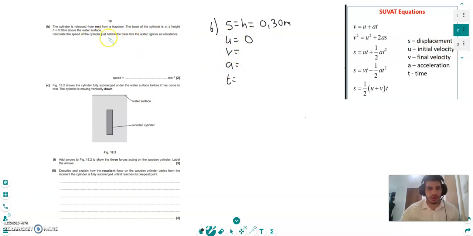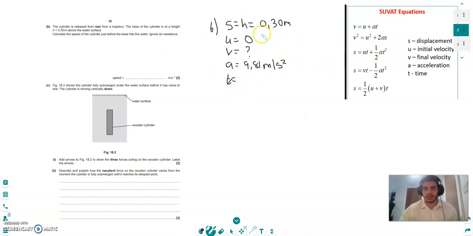V is what we are asked to find. The final velocity is the speed of the cylinder just before the base hits the water, so I'm going to put a question mark on that one. And a is the gravitational acceleration in meters per second squared. And time, we don't need that for this example.